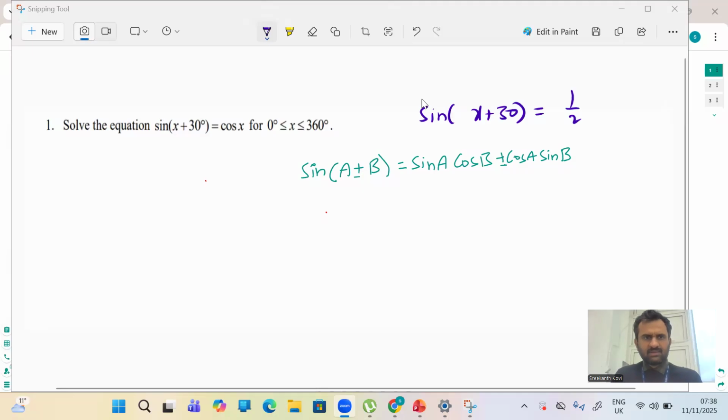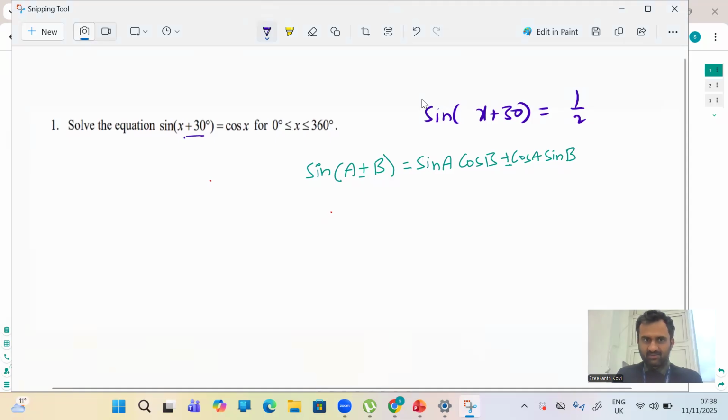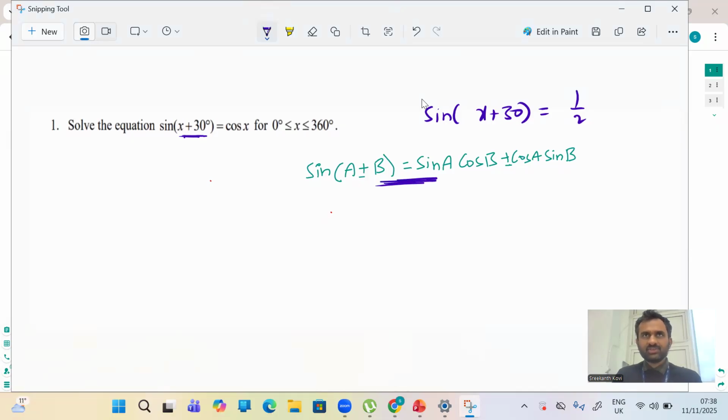This question is generally straightforward. The moment you see two angles are added here, we think of our compound angle formula, and this will be given in your examination. However, sometimes the question could be like this: sine of x plus 30 equals to half.